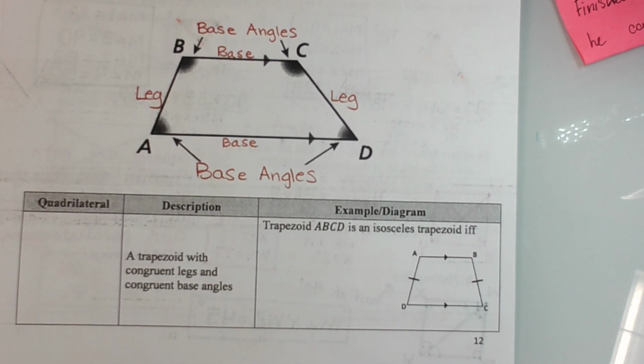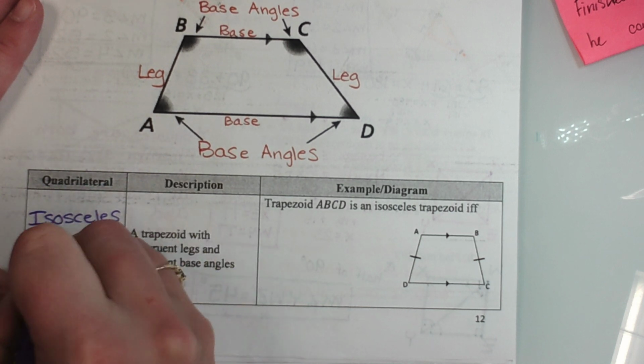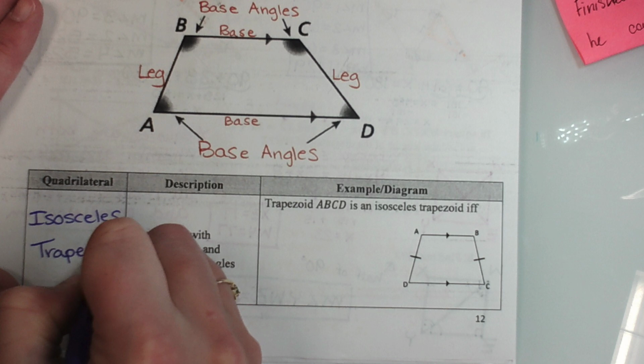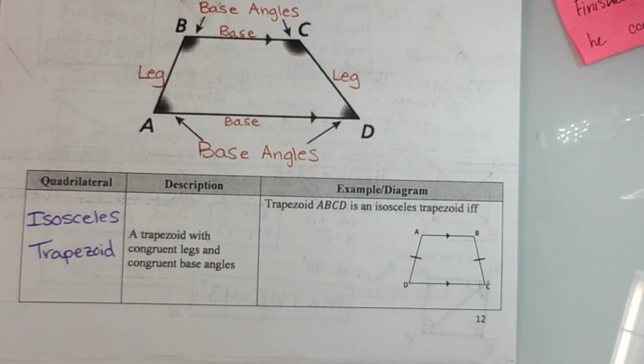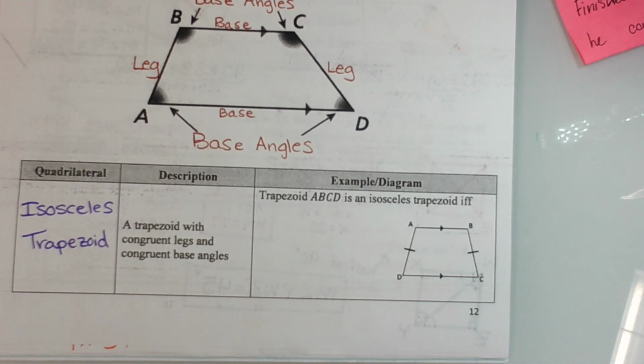Now this is important because of what it leads into with a very specific type of trapezoid, specifically the type of trapezoid that you're most likely to have seen in the past. And that is a trapezoid in which the legs are congruent. It's known as an isosceles trapezoid. In an isosceles trapezoid, it will have not only congruent legs, but congruent base angles.